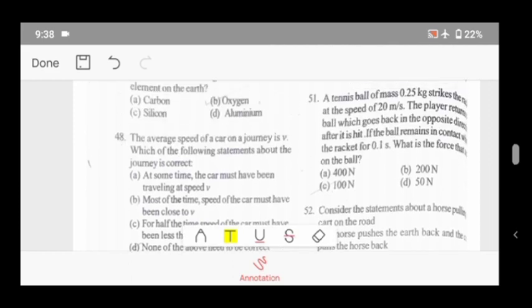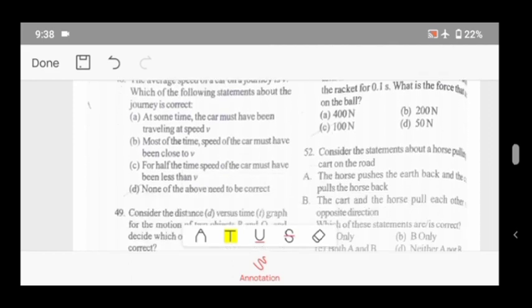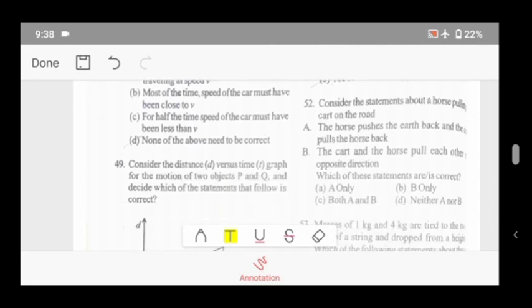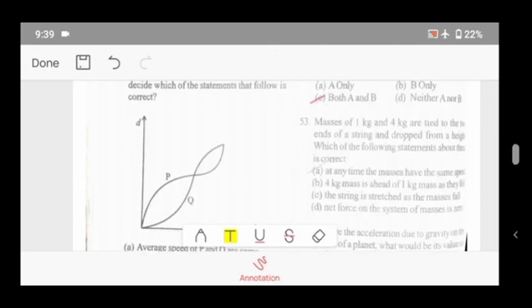Consider the statements about the horse pulling a cart. So the answer for 52 is C. Okay. Then 53. Masses of 1 kg and 4 kg are tied to the ends of a string and dropped from a height. Which of the following statements is correct? So the answer is A.